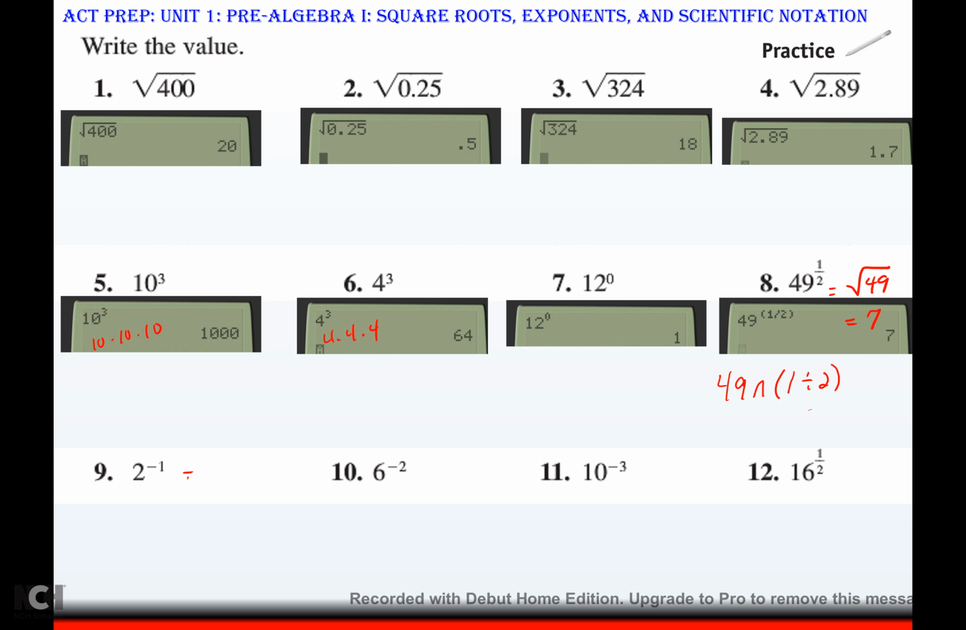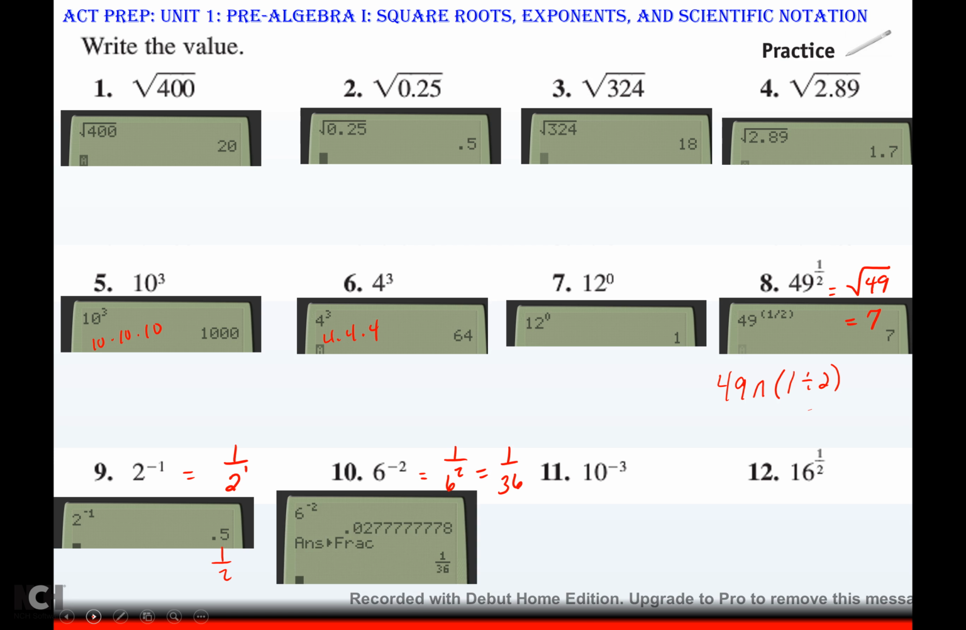Okay, 2 to the negative first, by hand, that's going to be 1 over 2 to the first, which is 1/2, or 0.5. But on your calculator, you type 2 caret negative 1, and hit enter, it tells you 0.5. If you want a fraction, hit math and enter, but of course you should know 0.5 is 1/2. By hand, 6 to the negative second would be 1 over 6 to the second, positive 2, which would be 1 over 36. If you type 6 caret negative 2 in the calculator, 1 divided by 36 is 0.0277778. If you turn it back into a fraction by hitting the math key and then enter twice, it gives you 1/36.